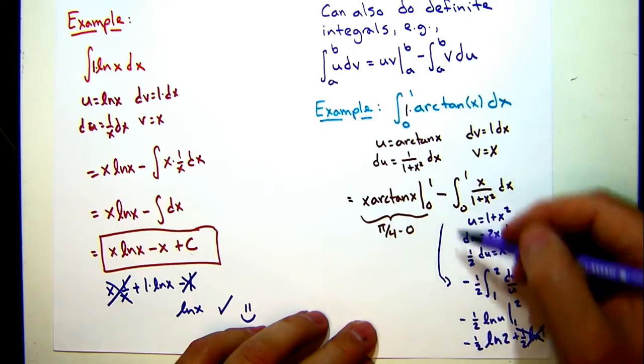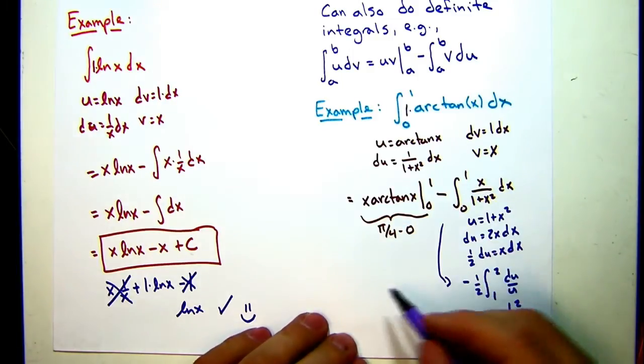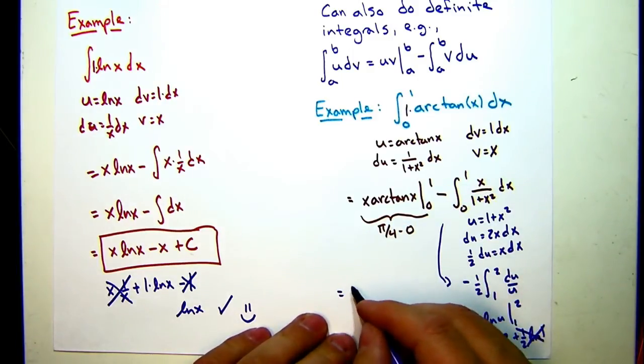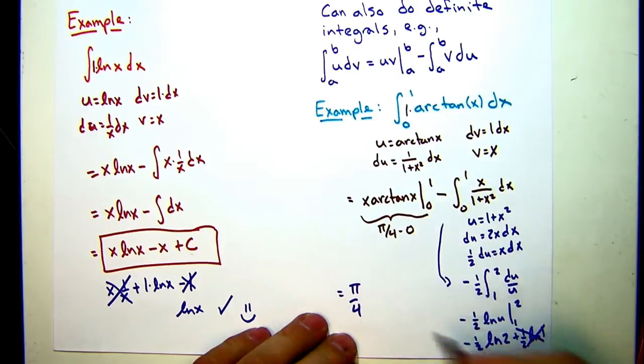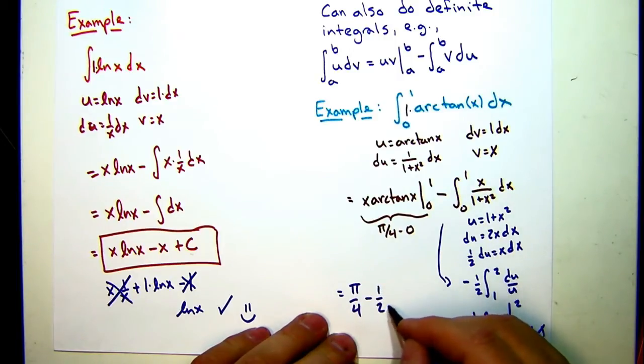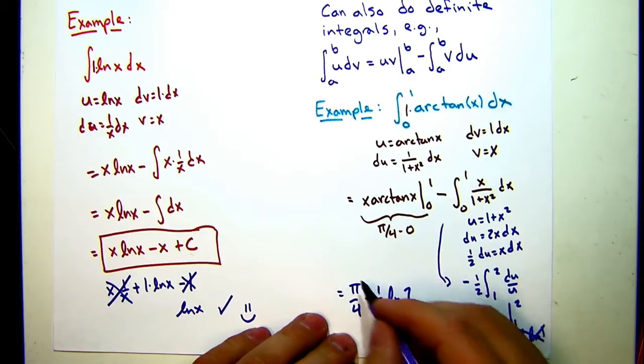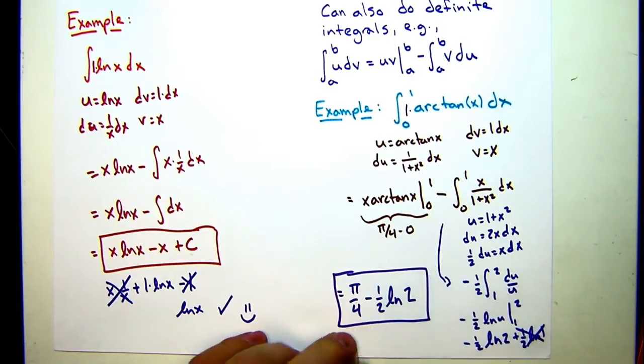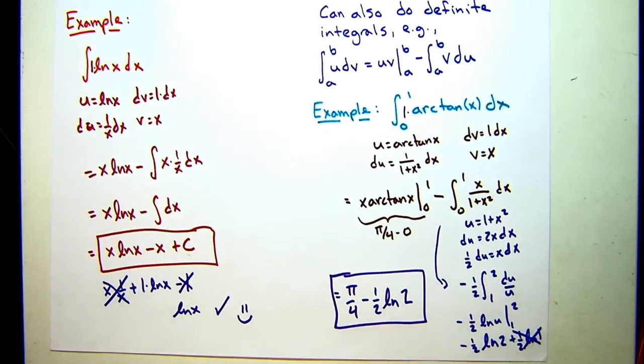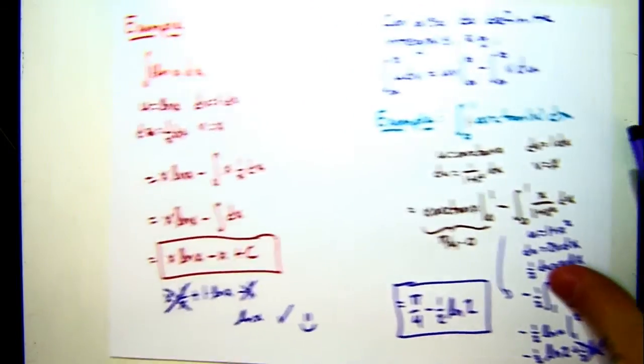Okay, log 1 is 0, gone. So the second part here with the minus is minus half log 2. Combine it with the first part, we get that our final answer is pi fourths minus 1/2 log 2. Done. All right, good. Now, what's next?